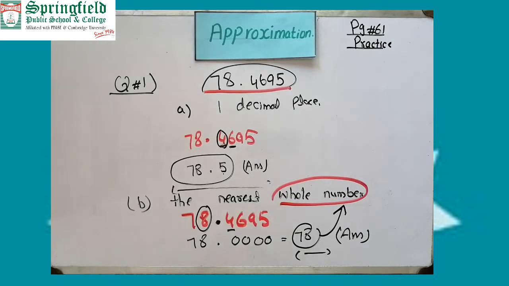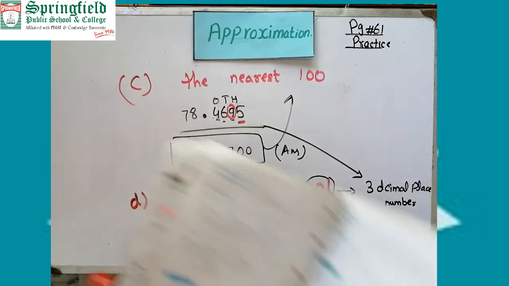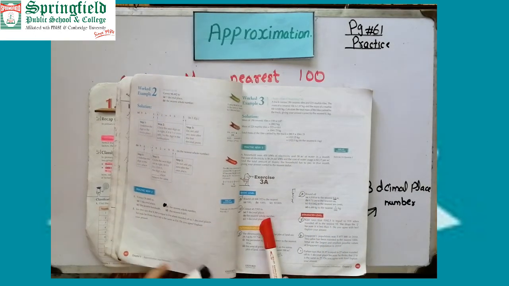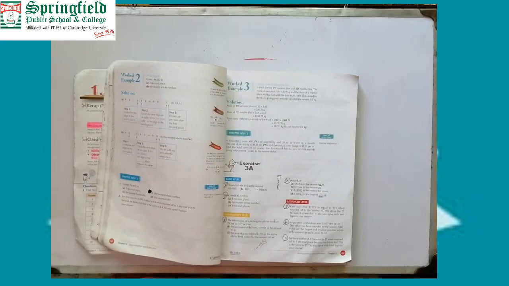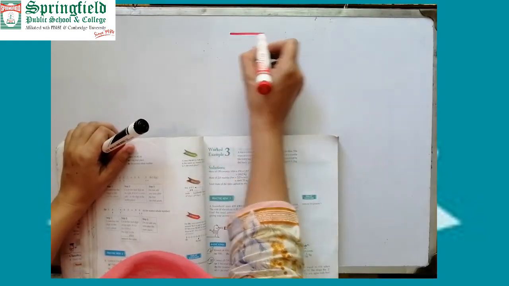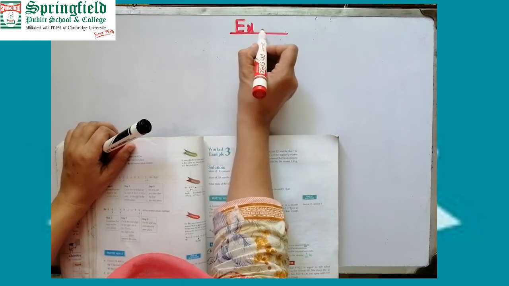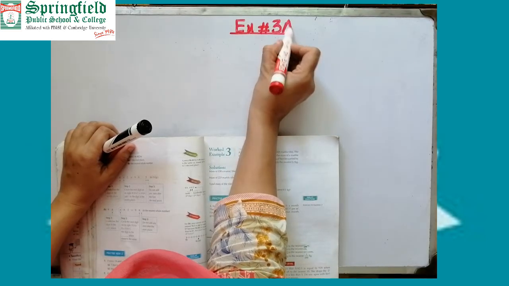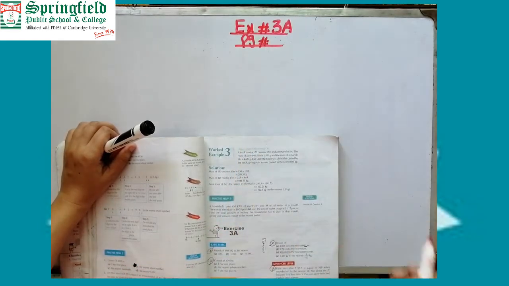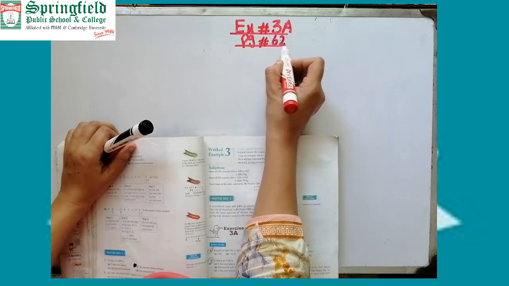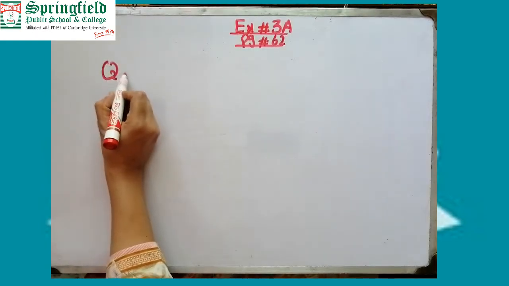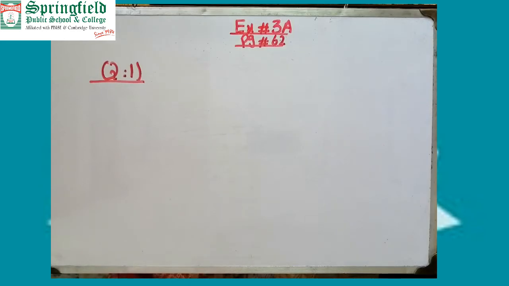Understood beta? Okay, now in C, example 3 is not related to your assignment. Now come to the exercise questions. Question number 1. Okay, exercise 3A, page number 62, and we will start from question number 1. And look at question number 1.